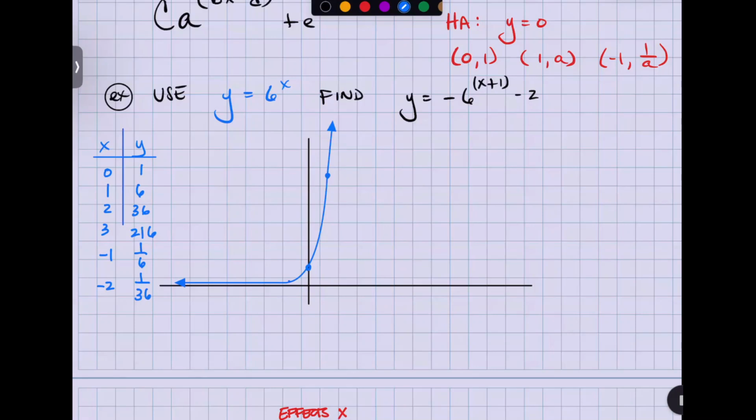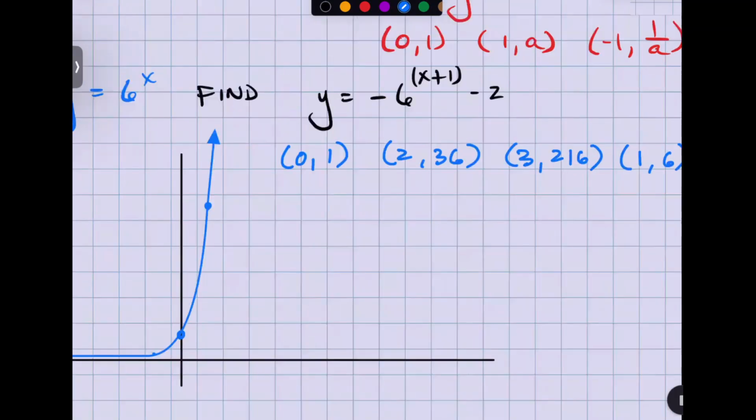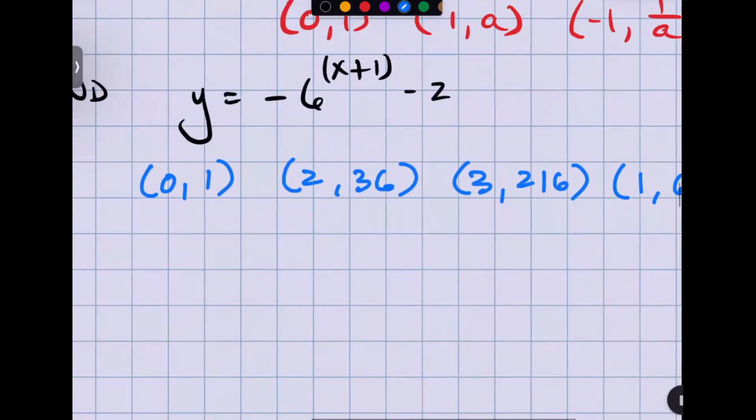So therefore, let's say I start with 0, 1, 2, 3, 6. Oops, I forgot. I totally just skipped 1, didn't I? Then from there, I would address each transformation.